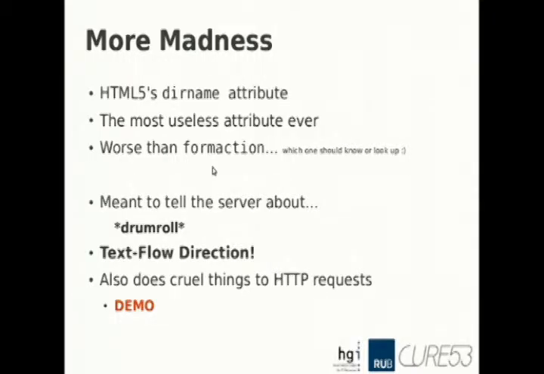Precisely. You just read it on the slide. What dirname does is give the developer a way to find out, in the client using HTML, what the text flow direction of a certain element's content is, and then extend the request body sent to the server with this information, so the server knows better what the text flow direction of the element is.